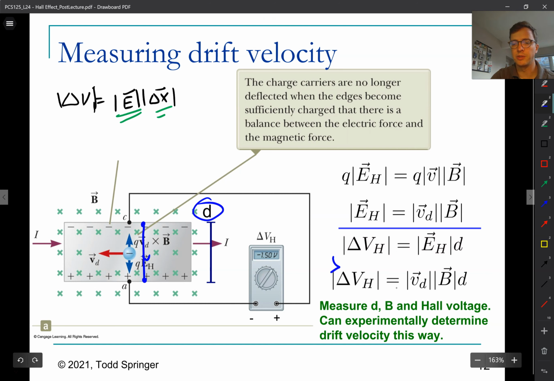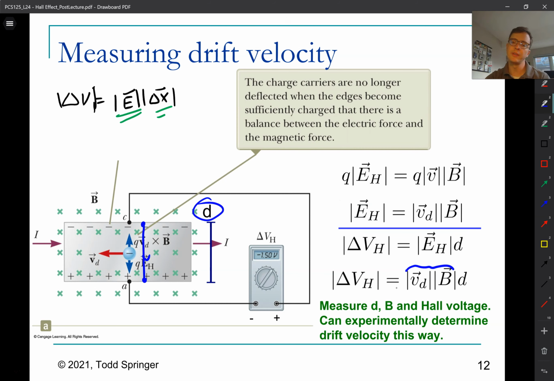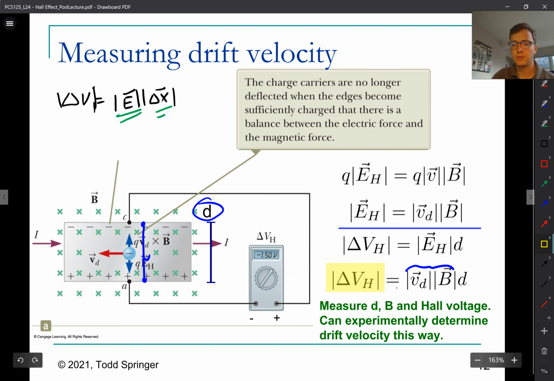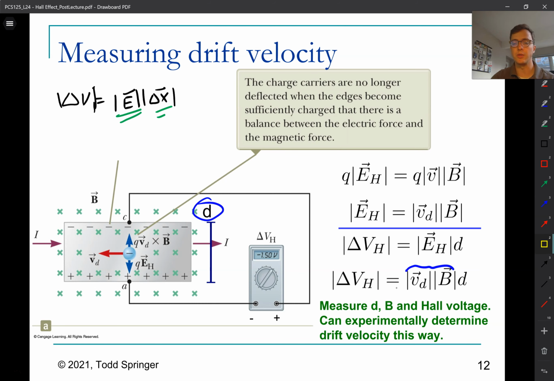The last step is to substitute in for E. I'm going to substitute in v times B. So I took this equation here and substituted into the third equation to get the fourth equation. This equation is very interesting because if you think about it, you measure the distance d, and if you measure the magnetic field, you can then measure how fast the charges are moving in a material. So you can learn about how fast the charges are moving by conducting this measurement of the Hall voltage.